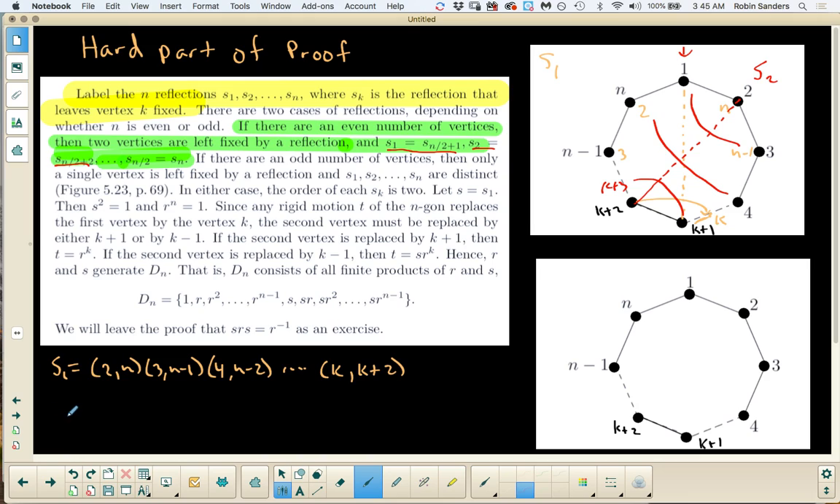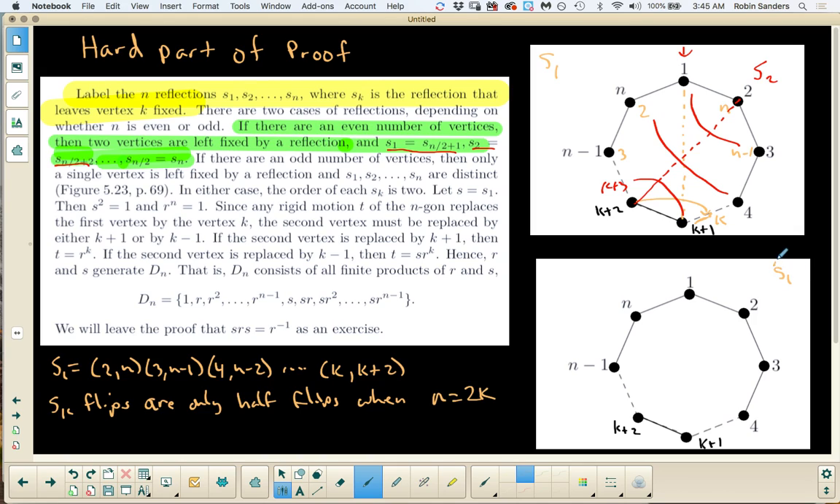And I'm not quite sure why, but it's kind of important to realize that the SK flips are only half of the flips when n is equal to an even number. The other flips are the flips that don't fix any of the vertices.